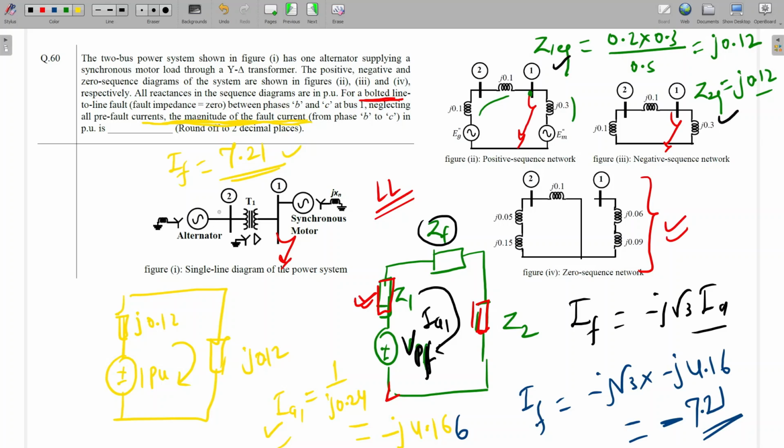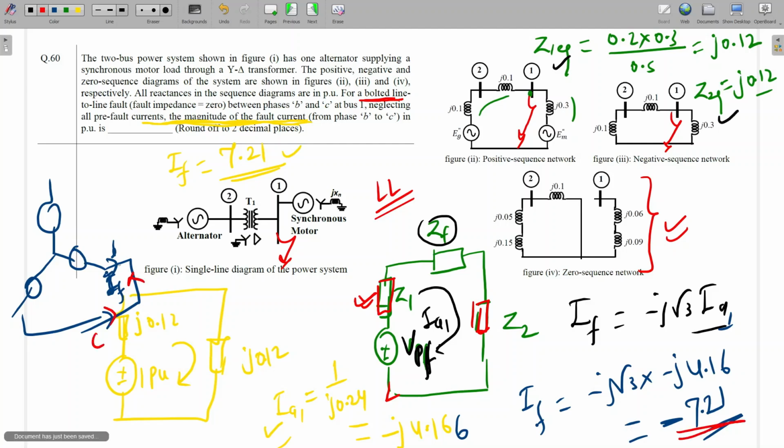See, I am explaining one thing here. This fault current equation is for the BC fault, phase B and phase C. Let's say this is phase A, this is phase B, and this is phase C. Whatever this equation is derived for is phase B and phase C, so the fault current equation is minus J root 3 IA1. If it is coming negative, it means our fault current is flowing from C to B. What is the significance of negative current? It means the fault current is flowing from phase C to phase B. Now you can ask your doubt.